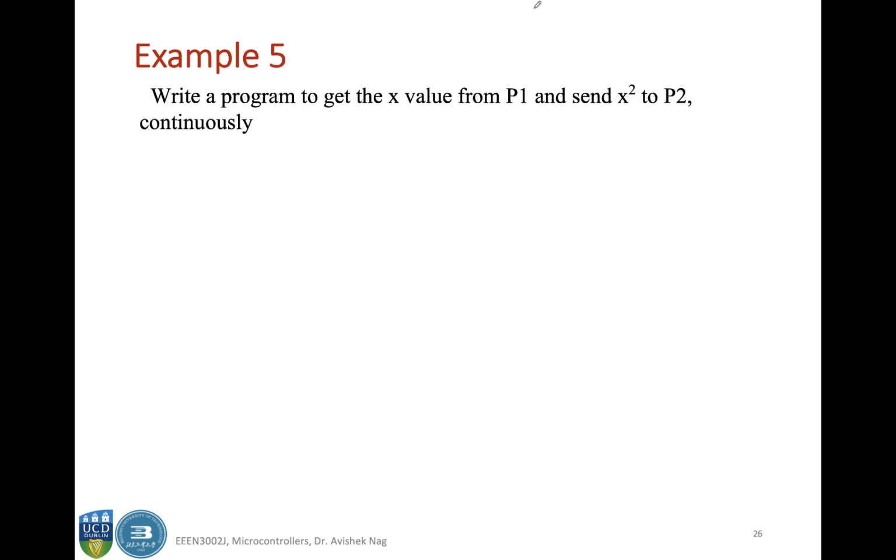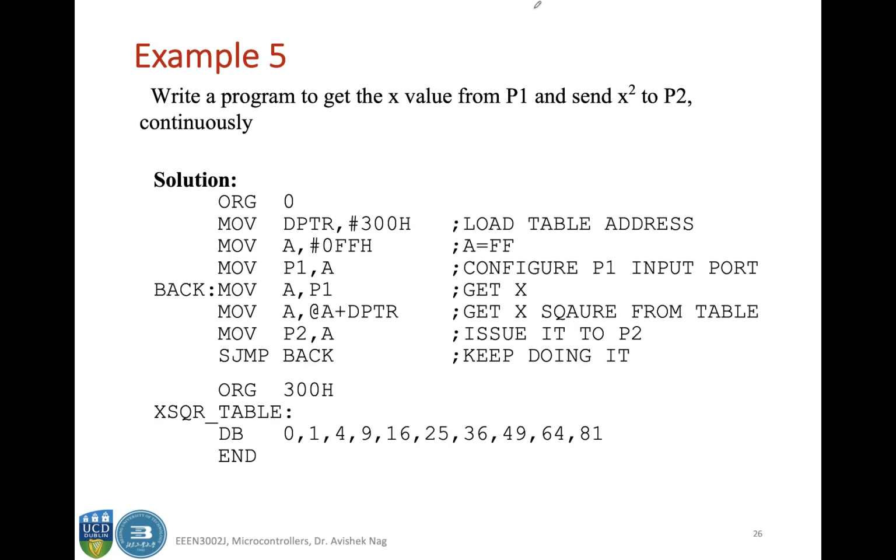Final example, write a program to get the x value from P1 and send x squared to P2 continuously. So in this case we have applied a trick. We have just stored the square values of the numbers 0 to 9 in a particular location in the memory, okay, and that location is labeled by this x squared table. So all you need to do is to look up through this table and fetch the corresponding squares depending on what number you are getting from your P1.